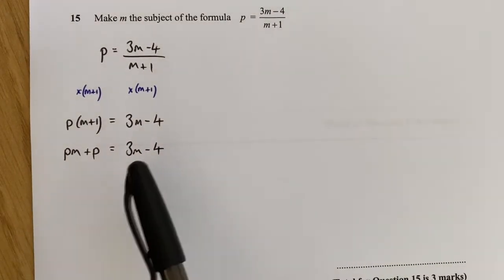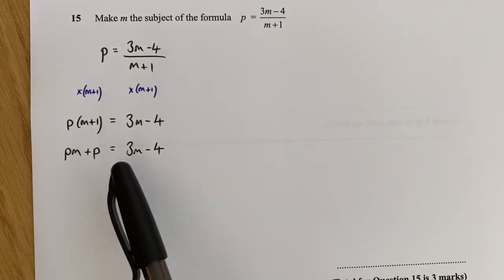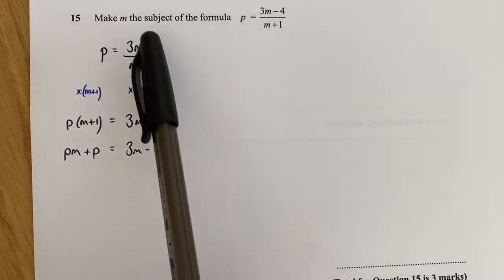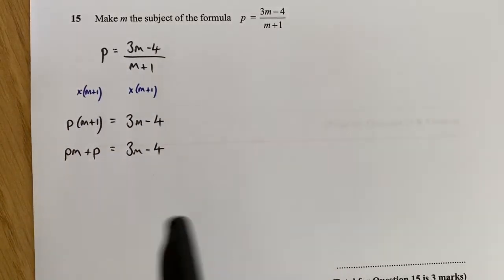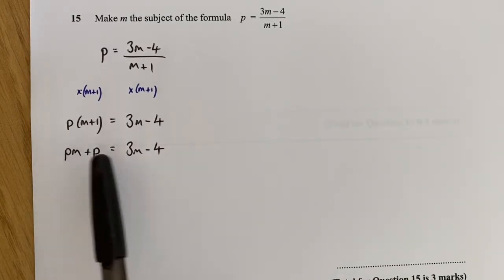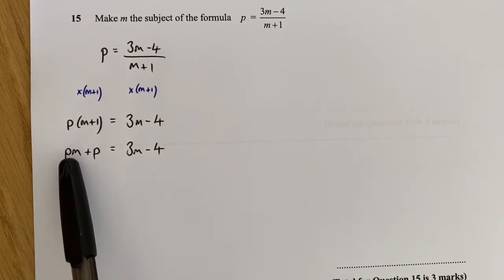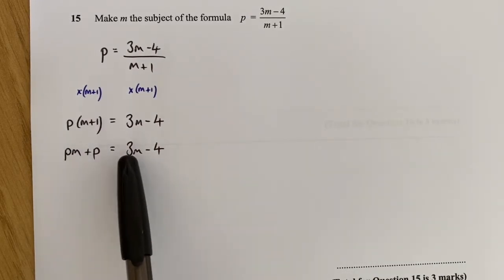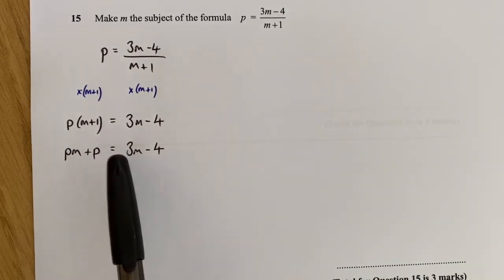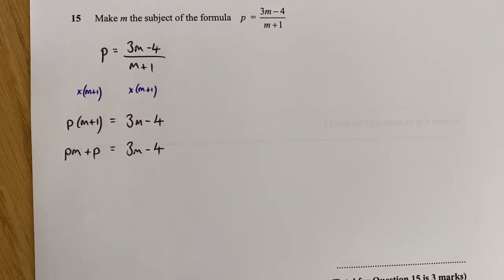Now, next part is a critical part to this question. We need to make M the subject of the formula. That's what we're told in the question. So what we need to do is, because we've got an M on the right hand side and an M on the left hand side, we need to get all of the terms involving M on one side of the equals and all the terms that don't involve M on the other side of the equals.